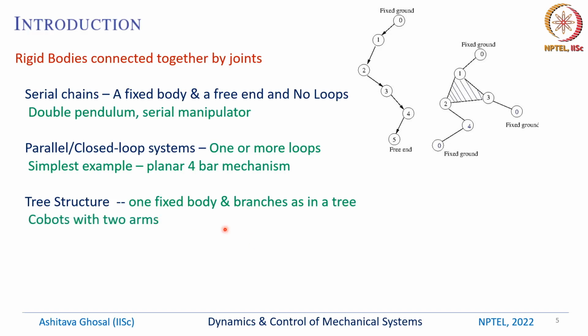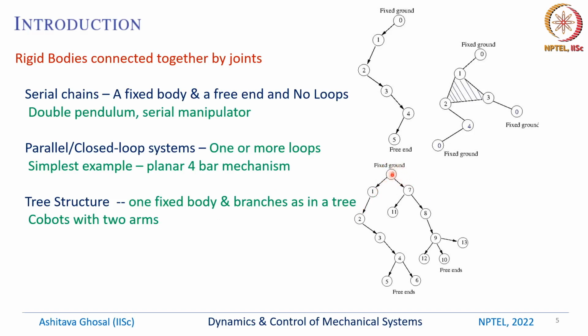Okay, so a very well-known example is that of a cobot. We will see what a cobot with 2 arms is. So a human being, we have a fixed body, but we have 2 arms. Okay, so this is also sometimes called a tree structure. So here is an example of a tree structure schematically.